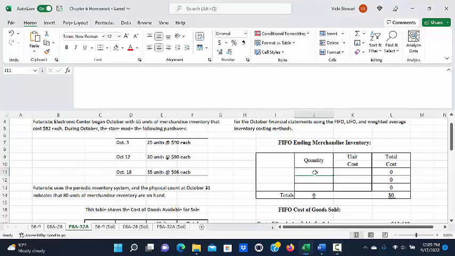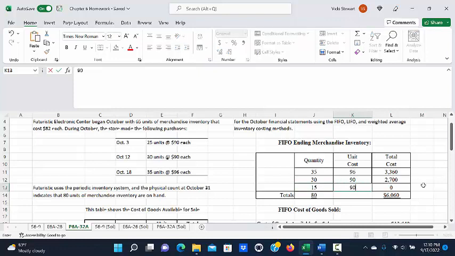So to calculate FIFO ending merchandise inventory, we're going to start with our latest purchase, which was 35 units at $96 each. And then we go to our next newest units, which was 30 at $90 each. And remember, we had 80 units in ending inventory, so we need 15 more units, and those will come from the next earliest purchases at, again, $90 each.